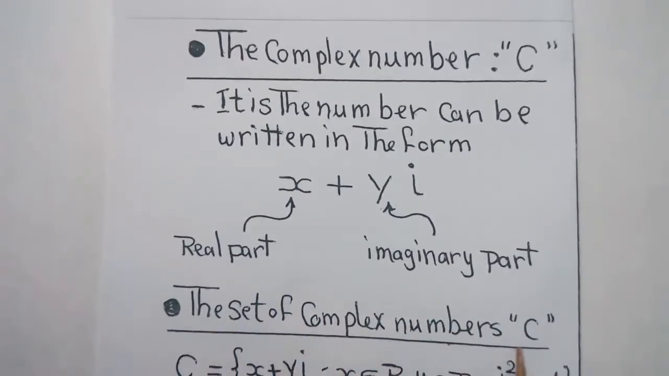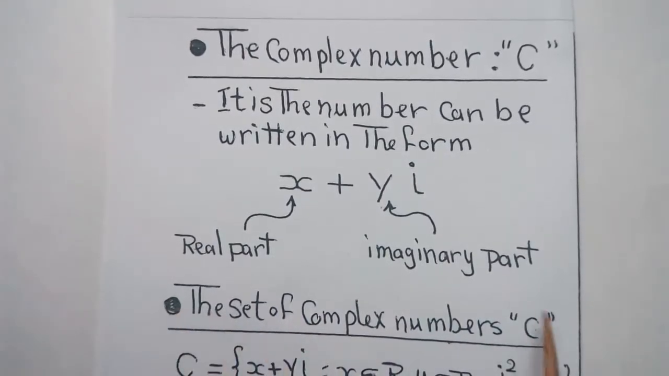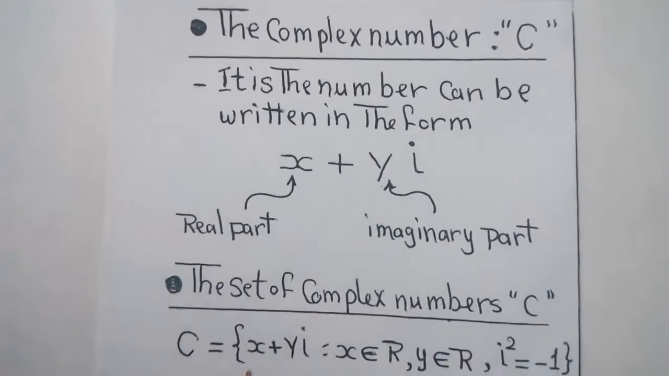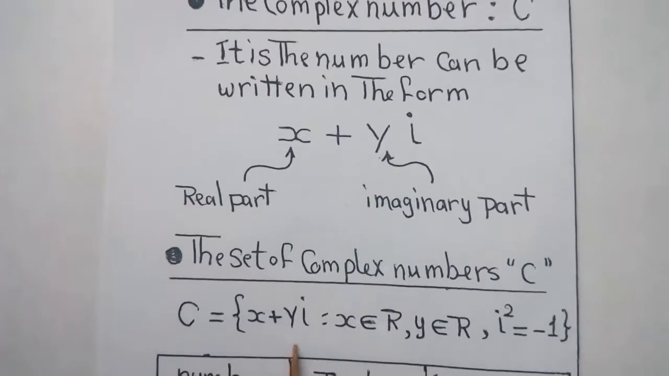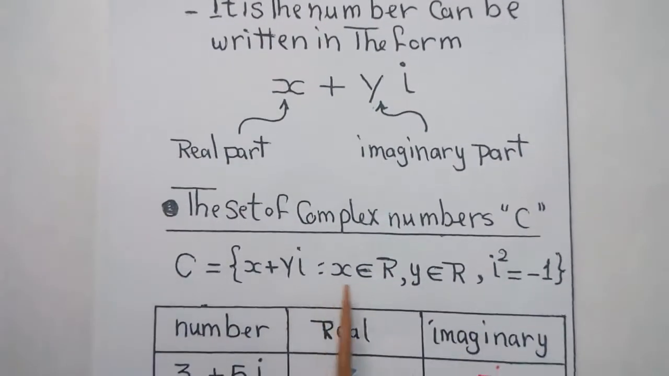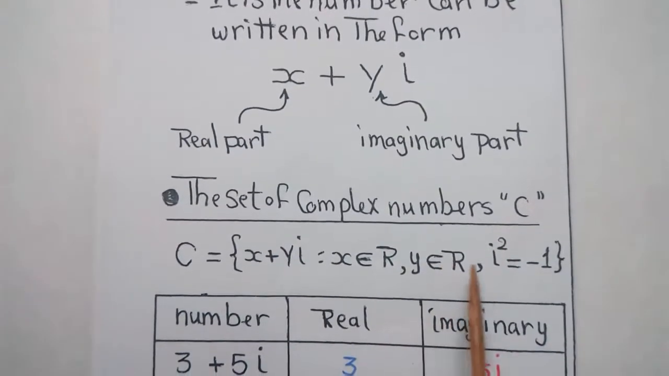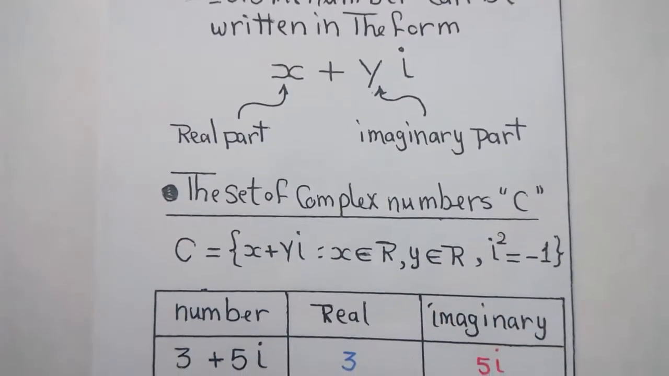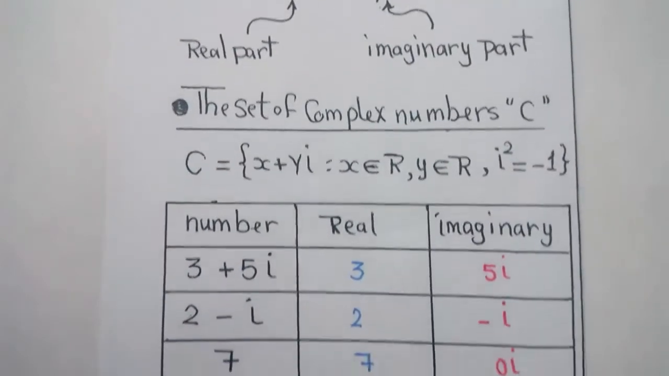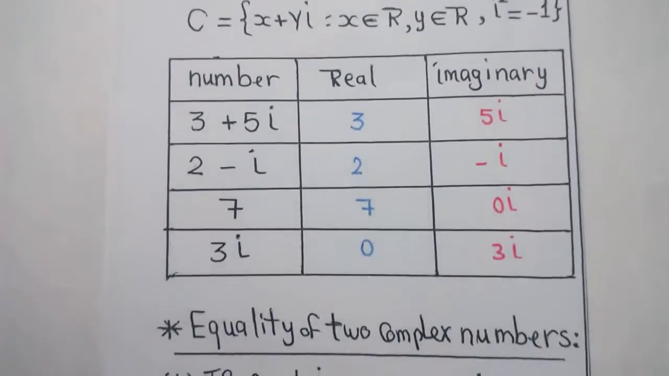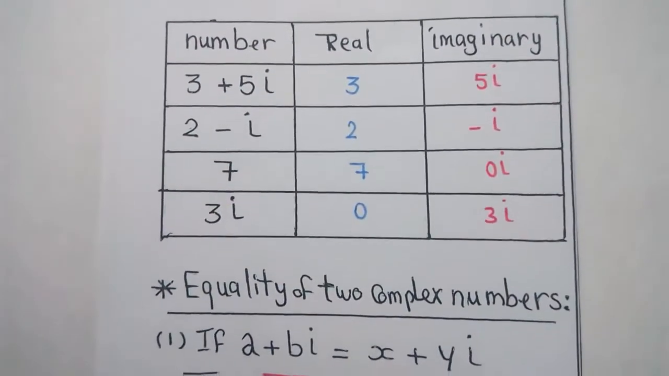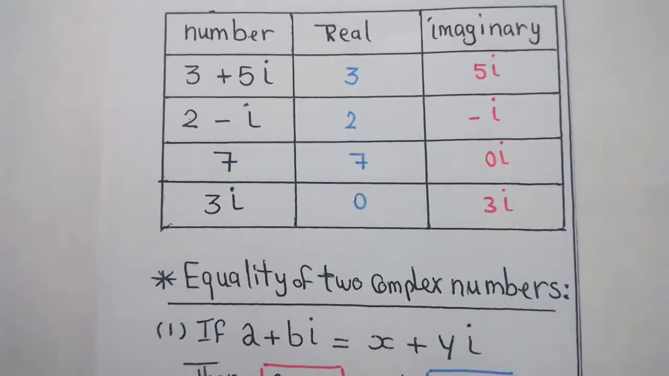Set of a complex number equal C. Simplest C: C equal x plus yi, x belong to R, y belong to R, وال i power 2 equal negative 1. يبقى any complex number يبقى contain from real number and imaginary number.